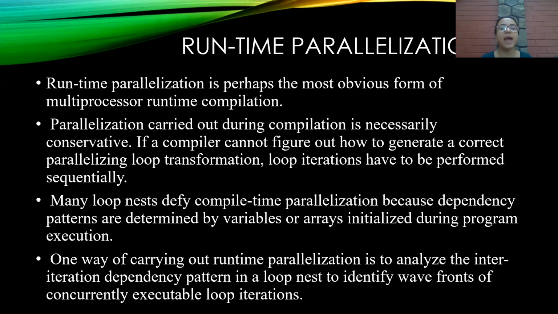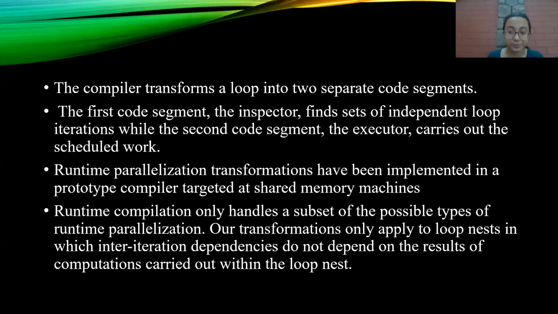One way of carrying out runtime parallelization is to analyze the inter-iteration dependency. Inter-iteration dependency means that some loops can be iterated very easily. On the other side, some loops are dependent on other things like variables or array declarations and cannot be iterated at that time. So we must know the inter-iteration dependency pattern in a loop nest so that we can identify the wavefronts of concurrently executable loop iterations.